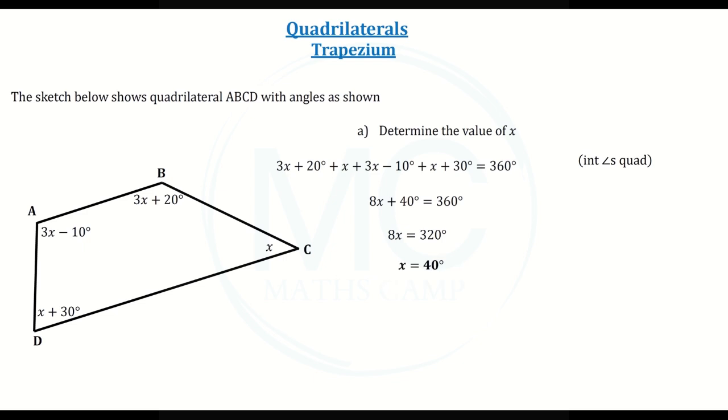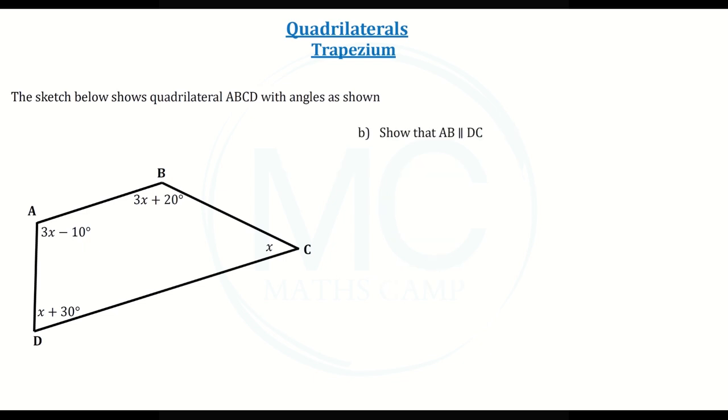Now we can move on to part B. Show that AB is parallel to DC. Before we begin, let's quickly make a note up here that x is equal to 40 degrees. Now, in our previous videos, we have said that we use parallel lines to prove angle relationships. But we know we can also use angles to prove that two lines are parallel. We have just found that x is 40 degrees. So let's find the actual sizes of each angle in our diagram.